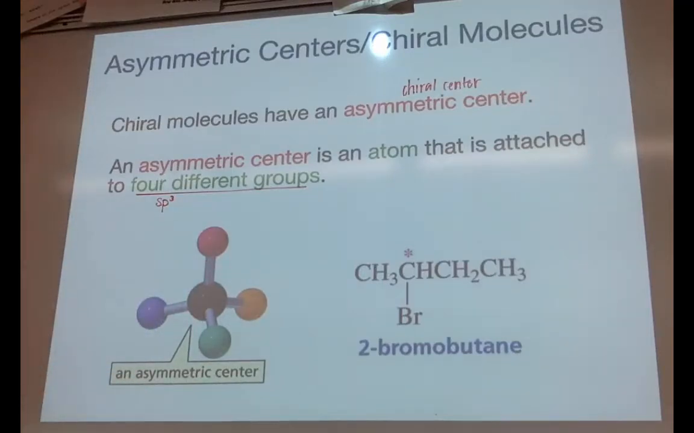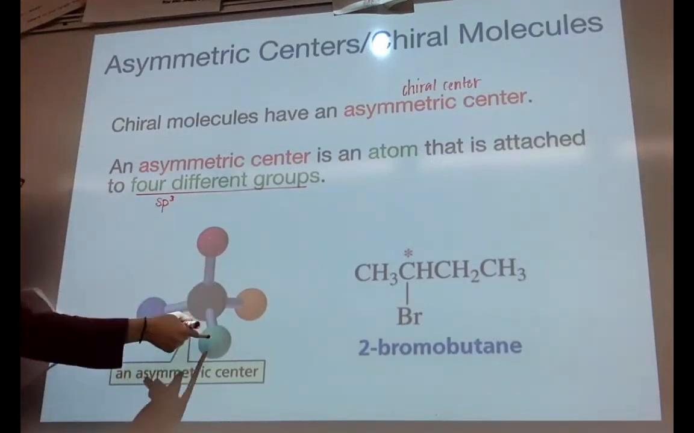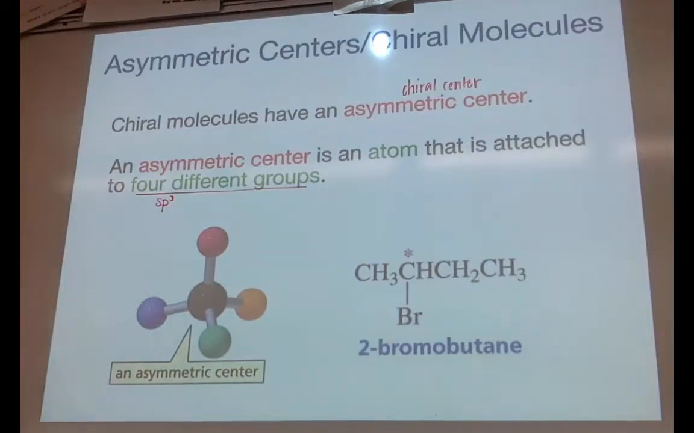So a carbon that's in a double bond cannot be a chiral center. It doesn't have 4 different groups. It would only have 3, or maybe 2 if it's double bonded on both sides. So you're looking at a carbon single bonded to 4 completely different groups.